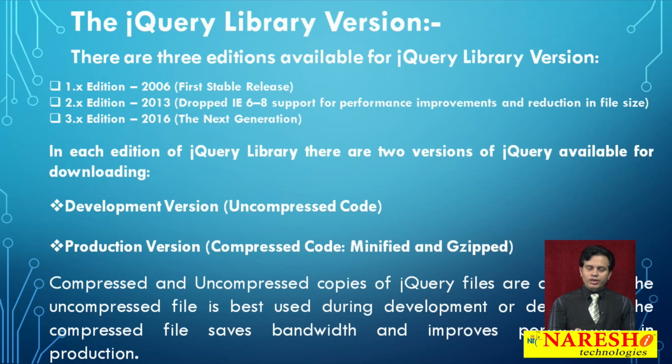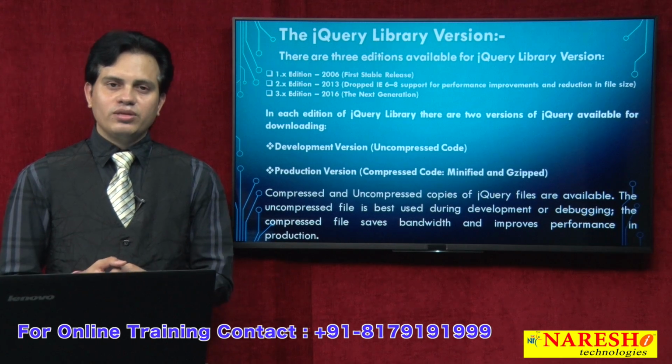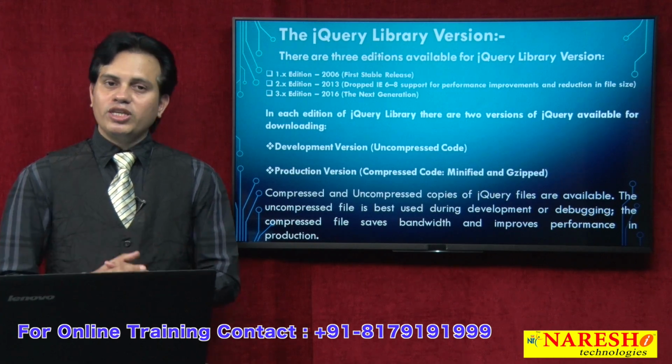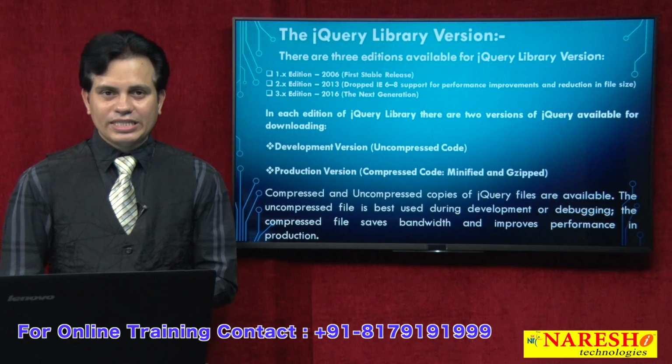And the newest and current one available is the 3.x edition, which is also famous as the next generation of the jQuery library, with a lot more changes in the functionalities in order to provide some additional functions, and improvements in Ajax calls available with the 3.x edition, which was released in the current year 2016.